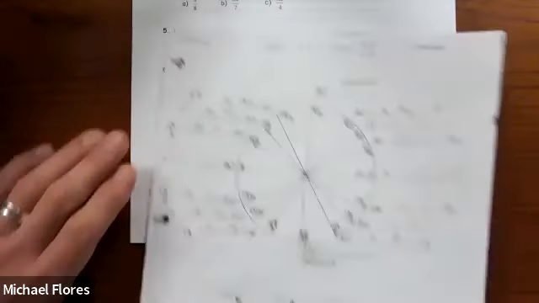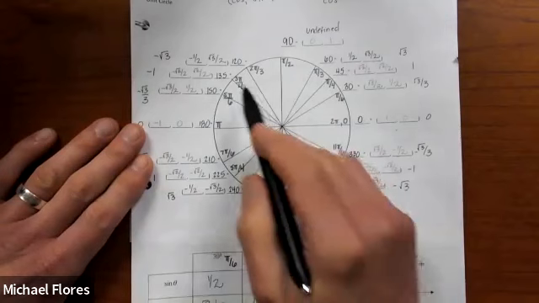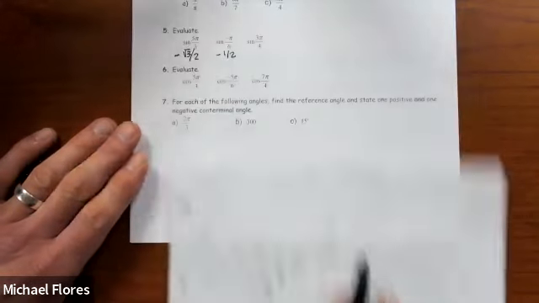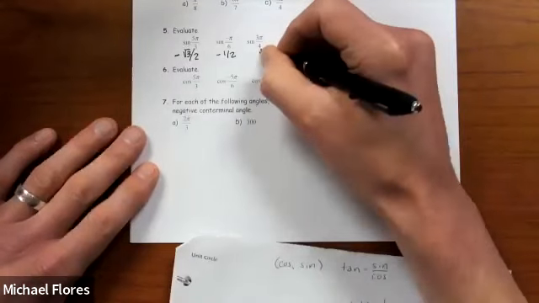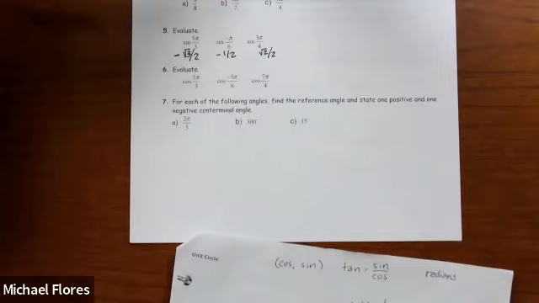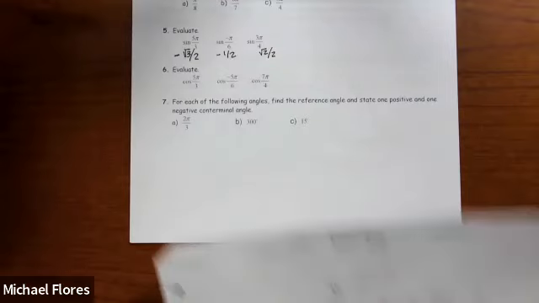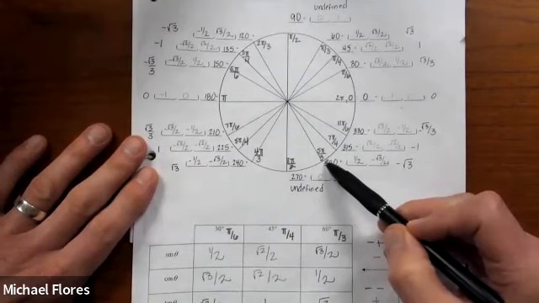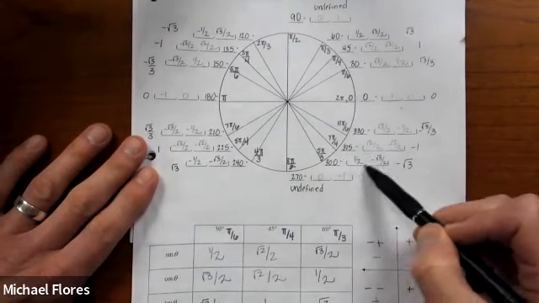And now sine of 3 pi over 4. Here's where 3 pi over 4 is in the unit circle. It has a sine value of root 2 over 2. Now evaluate cosine of 5 pi over 3. Here's where 5 pi over 3 is in the unit circle. It has a cosine value of 1/2.